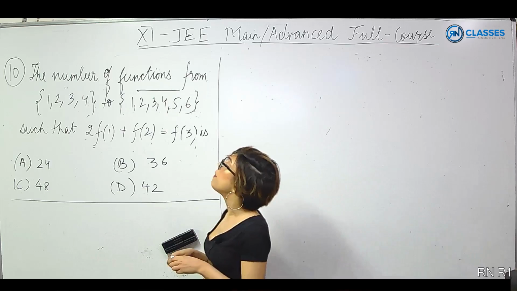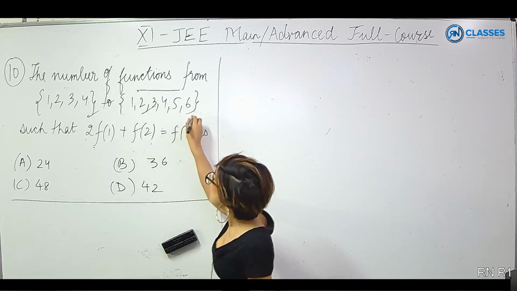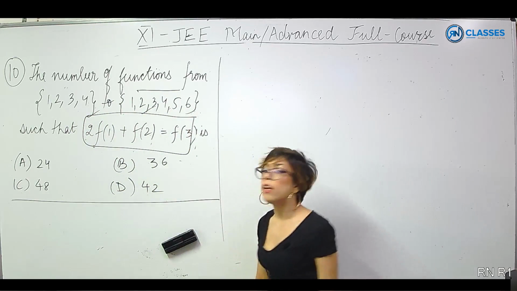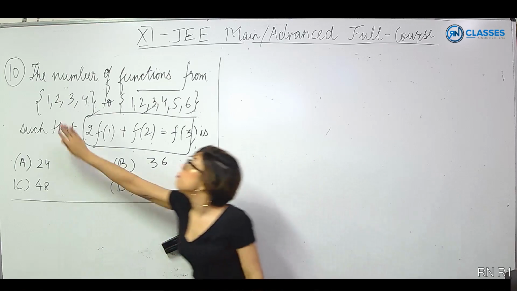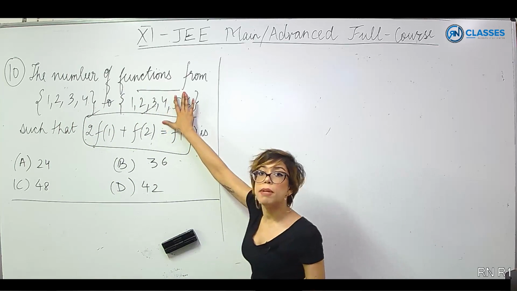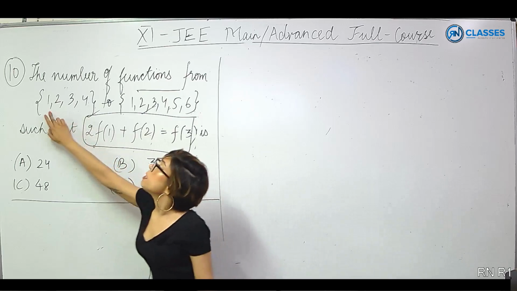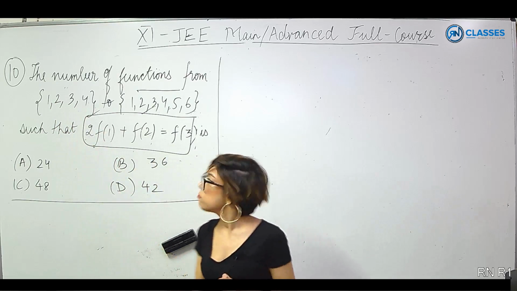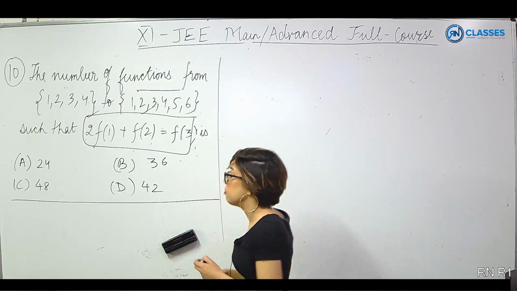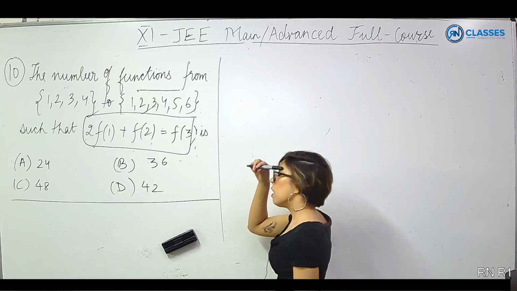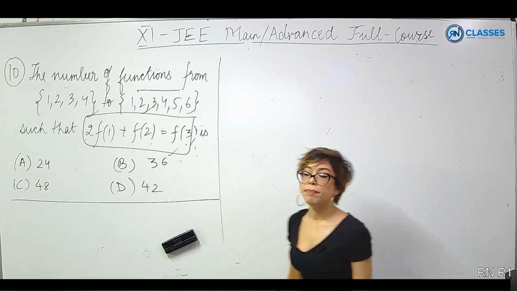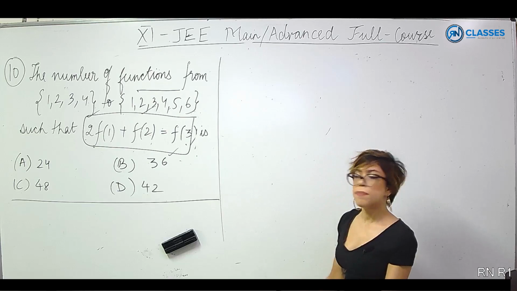Now he says number of functions from this set to this set, such that this condition is satisfied. Now function, I know that each element should be uniquely associated with an element over here. So 1 should be associated to 3, 4 and 4. I cannot say 4 on so on because 4 elements are there. Now this condition needs to be satisfied. So let me just make the cases.